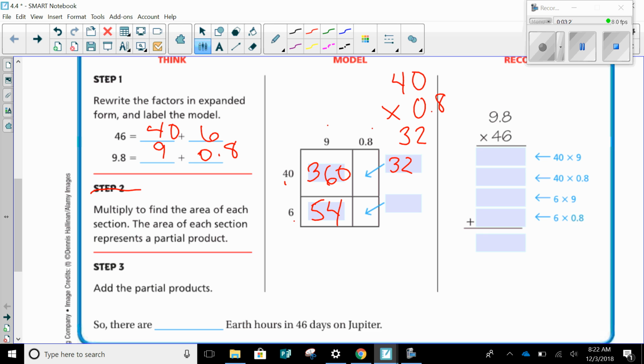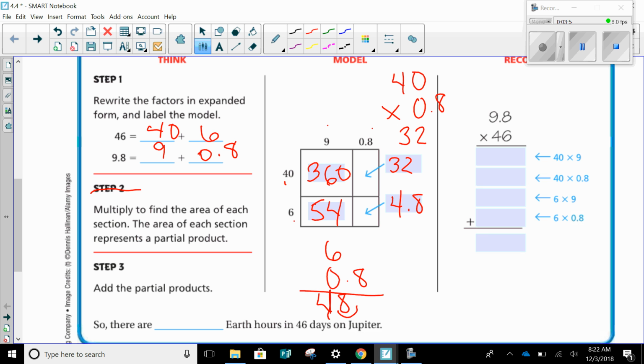Then 6 times 8/10. So 6 times 8 is going to give me 48. And how many places are after my decimal point? 1. So I'm going to move that decimal point over. So my answer is going to be 4.8.